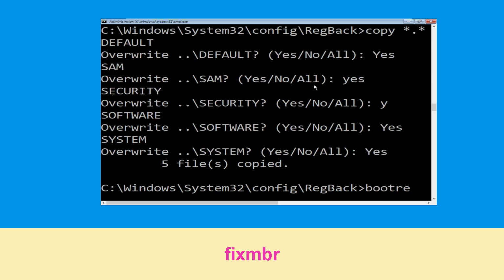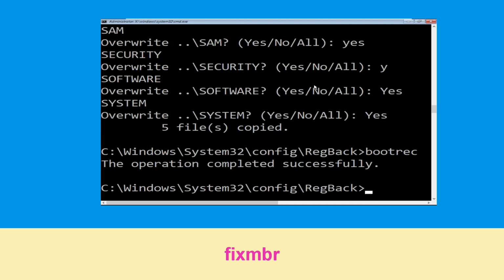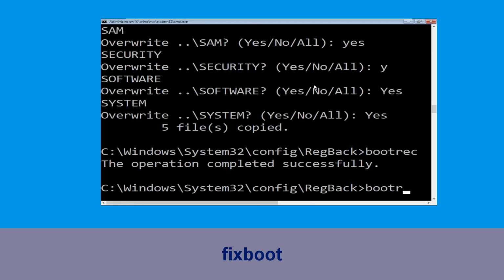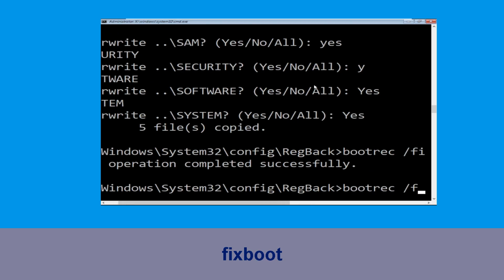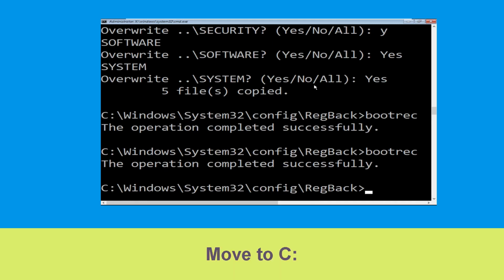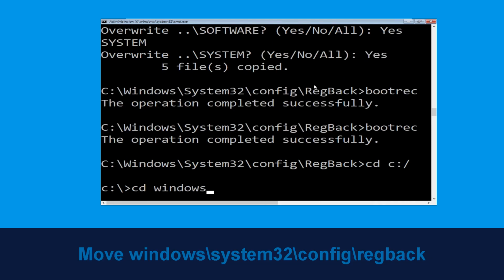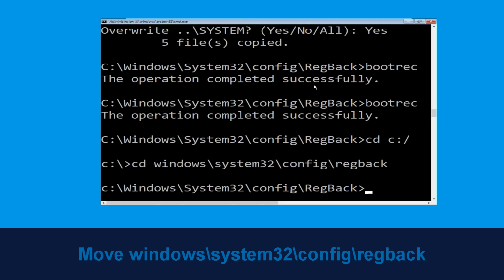Now type bootrec /fixmbr and hit enter to execute the command. Now type bootrec /fixboot and hit enter to execute. Now execute this command cd c:\. Let's execute this command. Type cd Windows\system32\config\regback. Then simply we need to hit enter to execute this command.